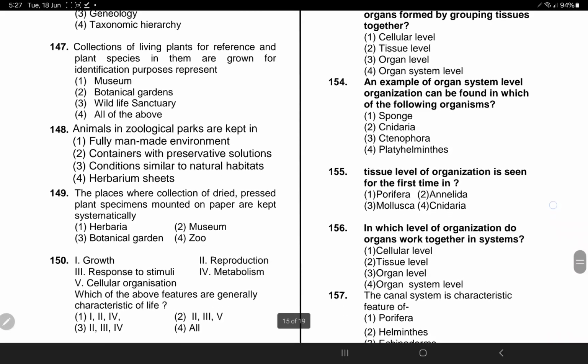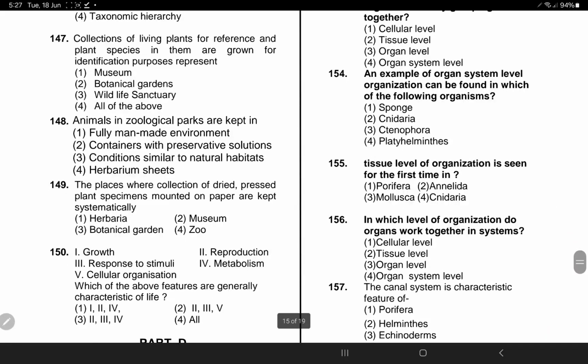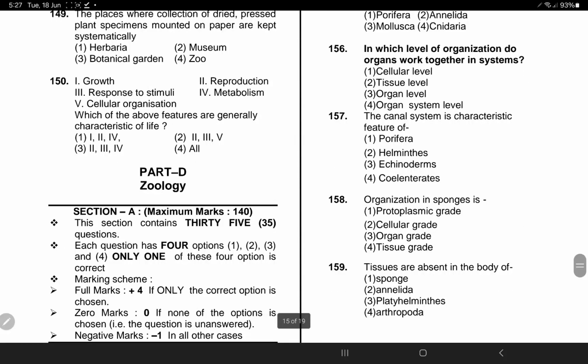The canal system is characteristically found in Porifera. Option 1 is correct. The organization in sponges is cellular level of organization. Option 2. Tissues are absent in the body of sponges. Option 1 is correct.